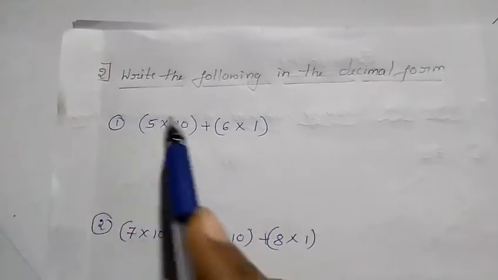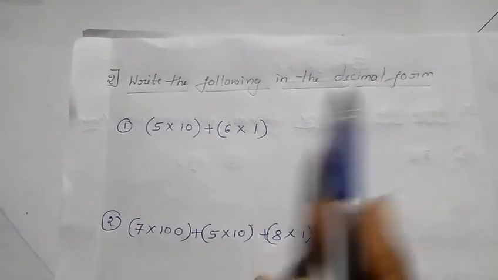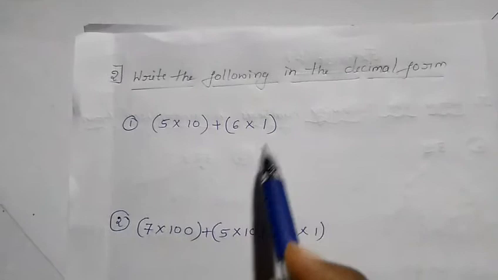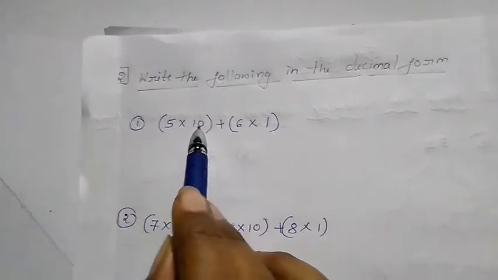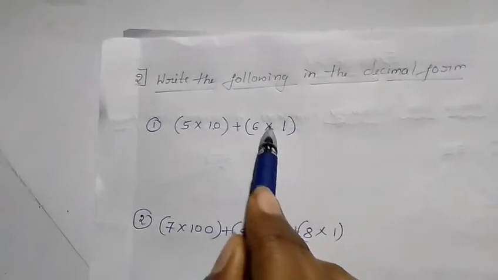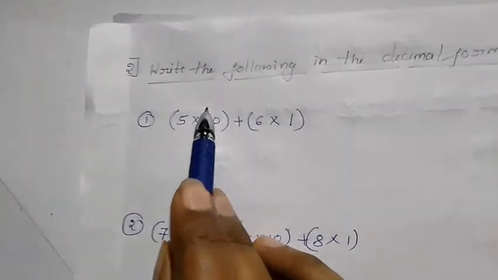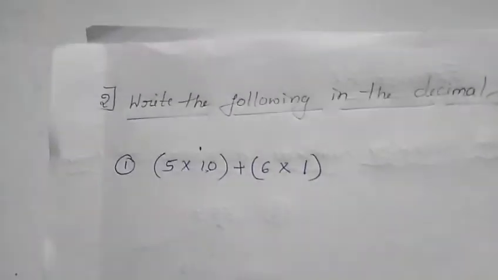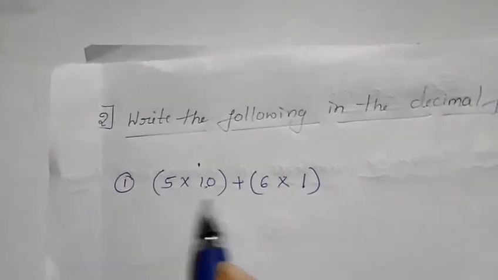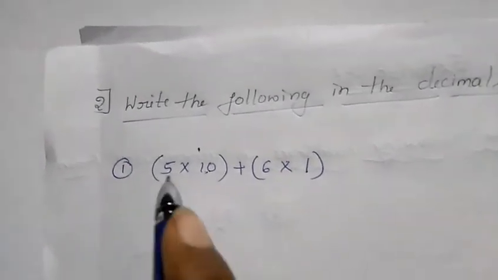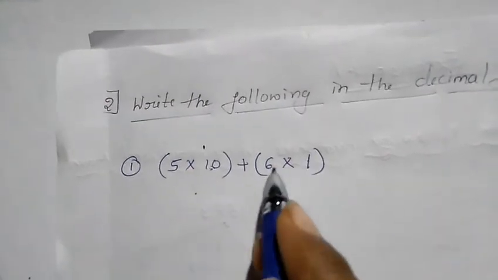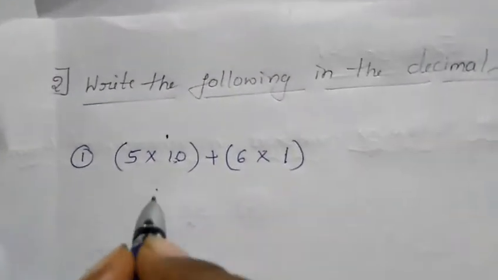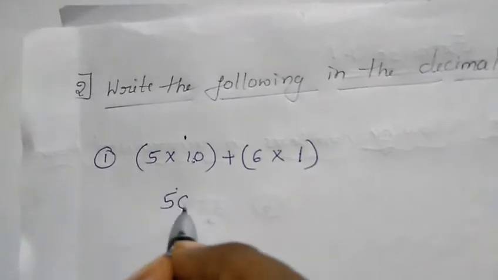The second part is: write the following in the decimal form. Now they have given the generalized form. You have to write the number. So observe here. This is 5 into 10 and 6 into 1. 1 means it is the unit place, and this is the 10th place. So you can write this one as this. You can guess that it is a 2-digit number. So 5 into 10 is 50, 6 into 1 is 6. That is 56. So you can write 56.